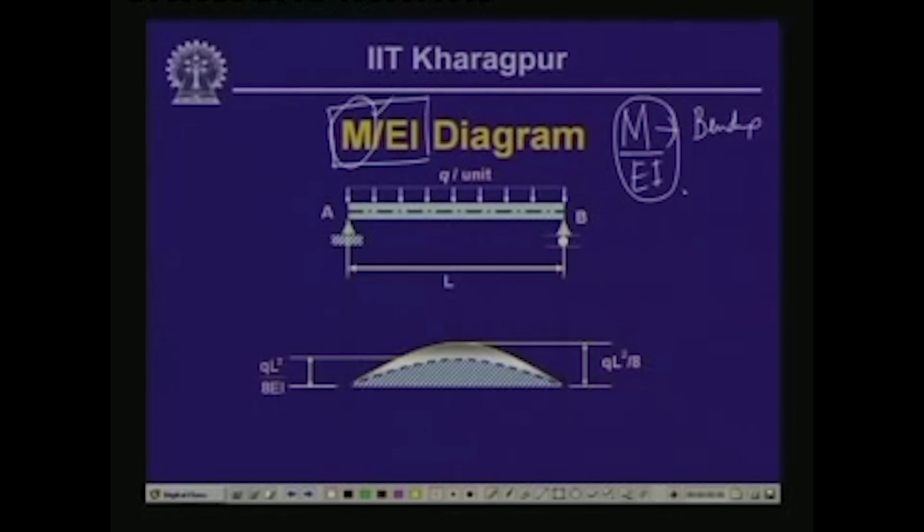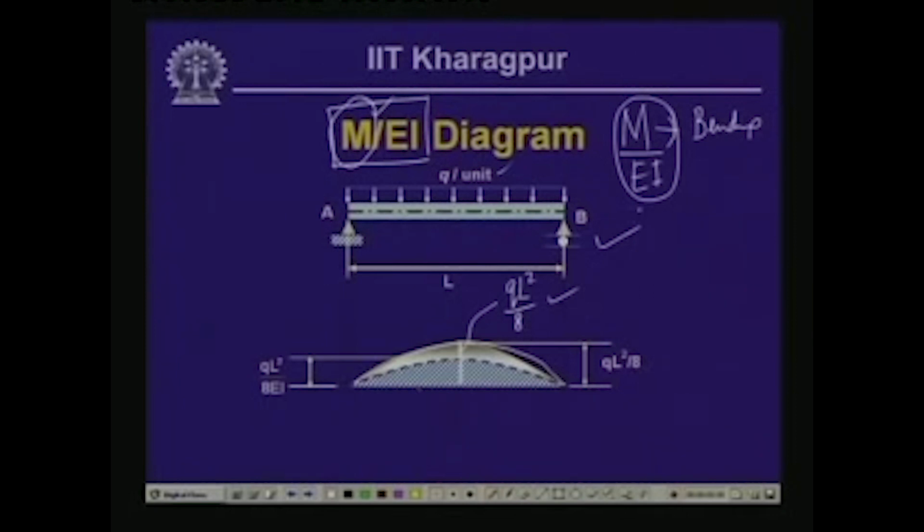So, when we say M by EI diagram, it is related to the bending moment diagram. Again, coming back to the example of a simply supported beam with a uniformly distributed load q per unit length, the bending moment varies parabolically over the entire length, and this diagram represents the bending moment diagram, the maximum magnitude of which is qL square by 8. If we compute this ordinate, we will get qL square by 8.